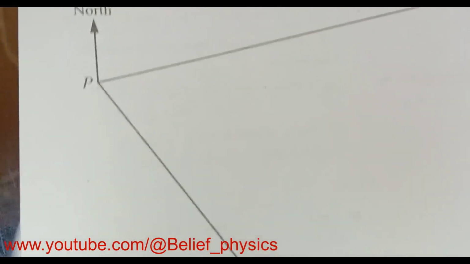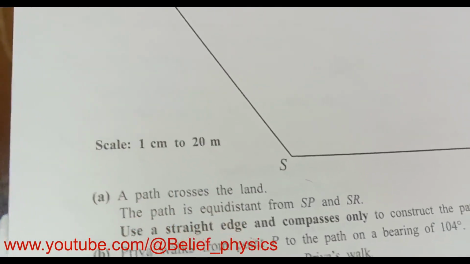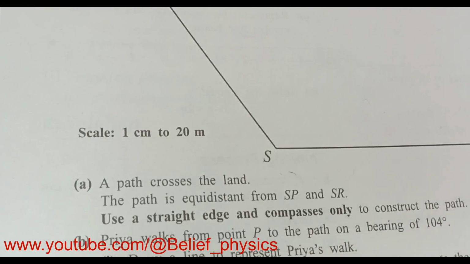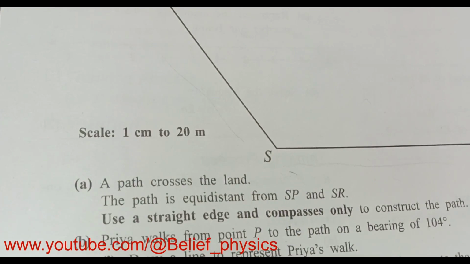The question is, part 1 is, a path crosses the land. The path is equidistant from SP and SR. SP and SR are two lines. This is SR and this is SP. The path we have to draw is equidistant from these two lines. Use straight edge and compass only to construct the path. We have to construct the path.